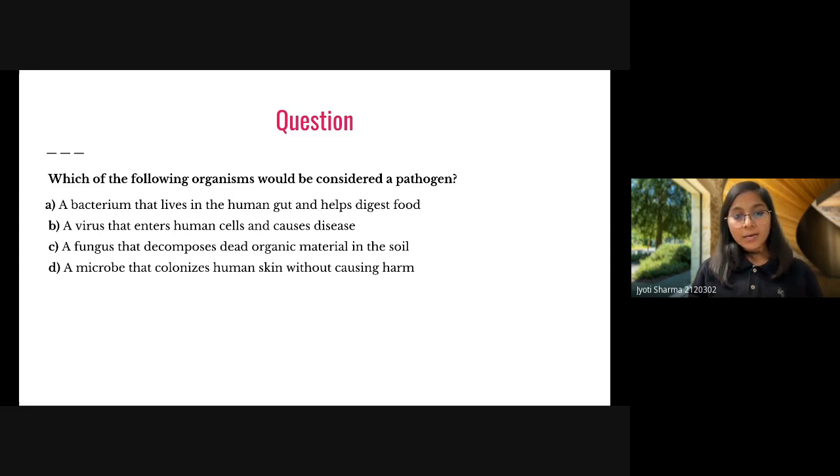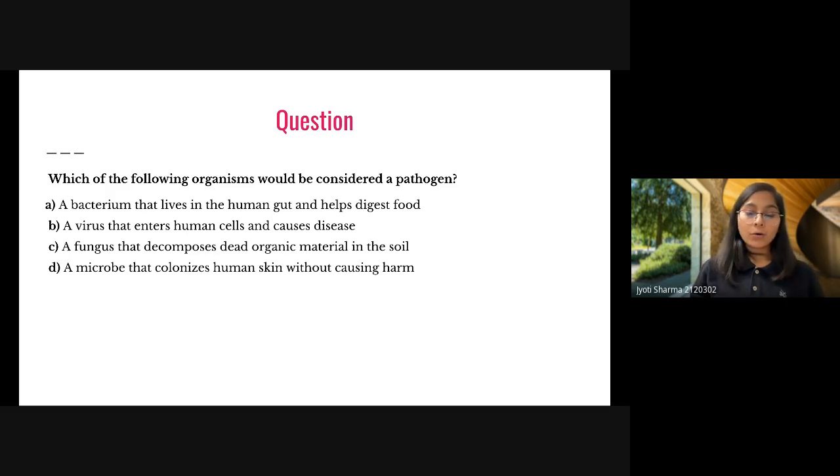And the options are: a bacterium that lives in the human gut and helps digest food, a virus that enters human cells and causes disease, a fungus that decomposes dead organic material in the soil, and a microbe that colonizes human skin without causing harm. So how will you define that particular organism? We can consider it a pathogen.